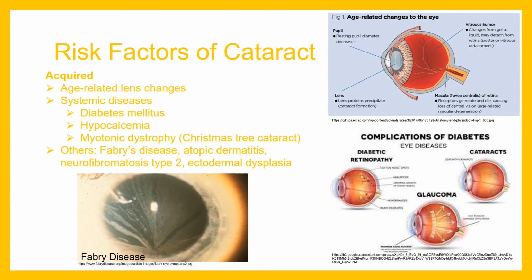Risk factors for acquired cataracts may include age-related lens changes, systemic diseases like diabetes, hypocalcemia, and myotonic dystrophy, which characteristically presents with Christmas tree cataracts. Others may include Fabry's disease, atopic dermatitis, neurofibromatosis type 2, as well as ectodermal dysplasia.